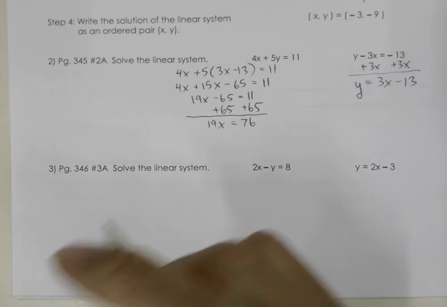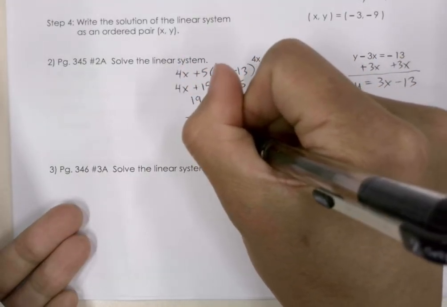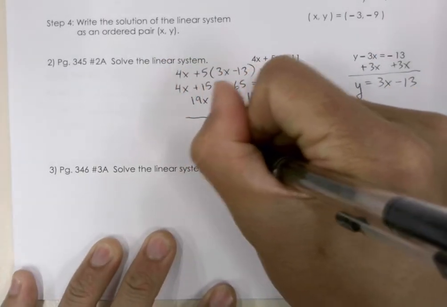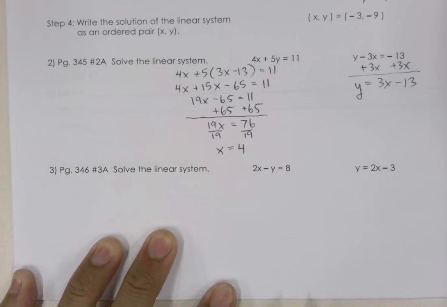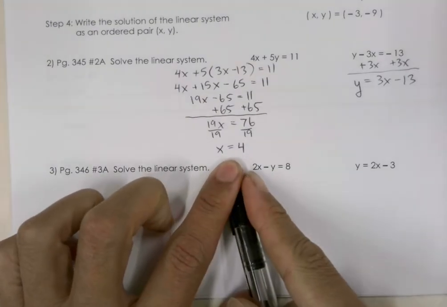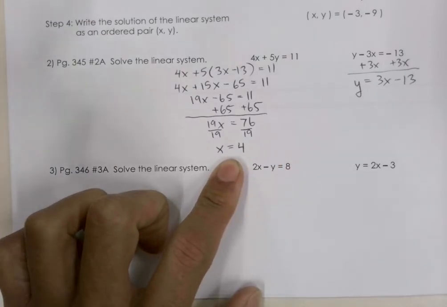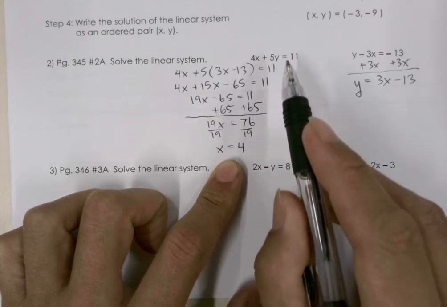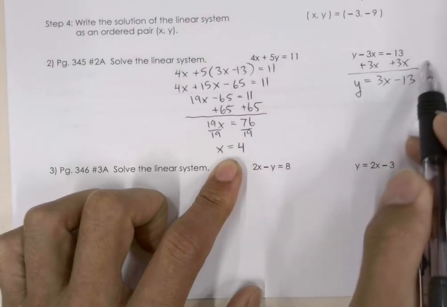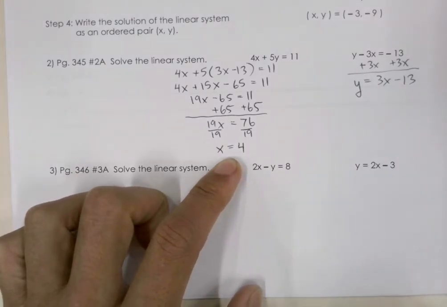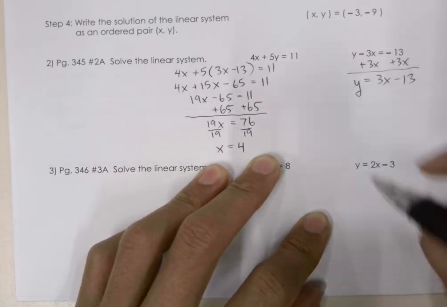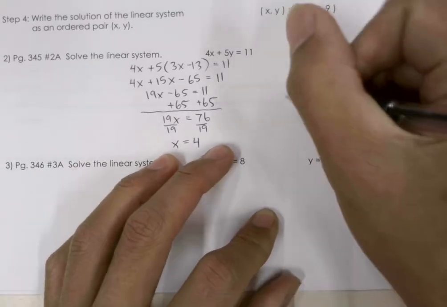So now we are going to divide both sides of the equal sign by 19 to solve for x, and we will get 4 as our answer. So x is equal to 4. Alright, so we solved for x, and now step 3 is to substitute in our x into either equation 1 or equation 2, so that we can now solve for y. So I'm going to go ahead and substitute into equation 2, because for me it looks like it would be easier. So I'm going to go ahead and do that here.